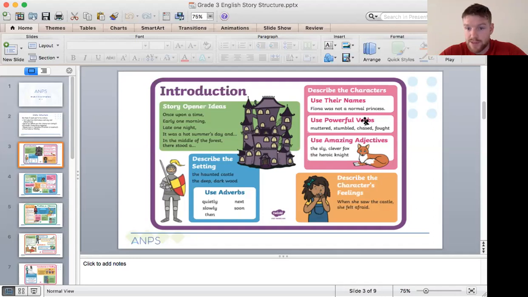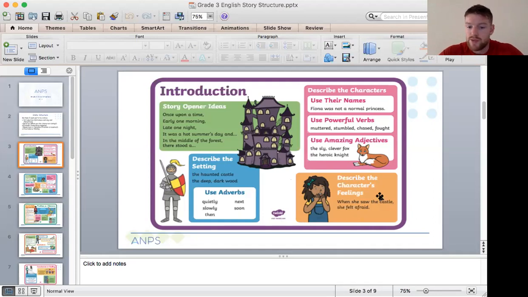Use powerful verbs such as muttered, stumbled, chased, fought. Use amazing adjectives, the sly, clever fox, the heroic knight. So instead of just saying the fox, put in some adjectives there to make the story more interesting. So you could say the sly, clever fox, or the red fox, or the smart fox, or the brilliant fox, or whatever. Try and use adjectives to describe your characters to make the story more interesting.